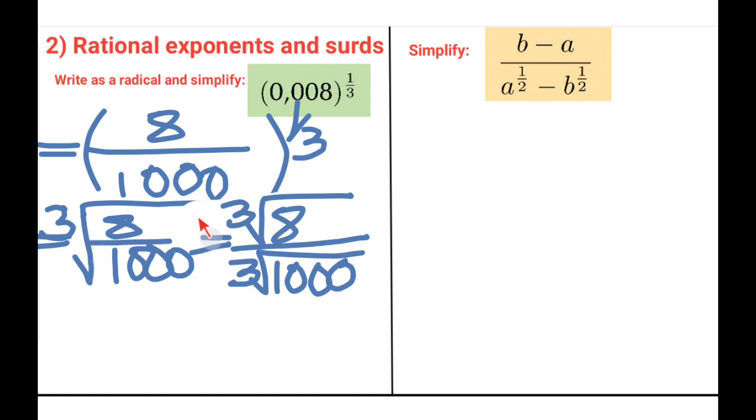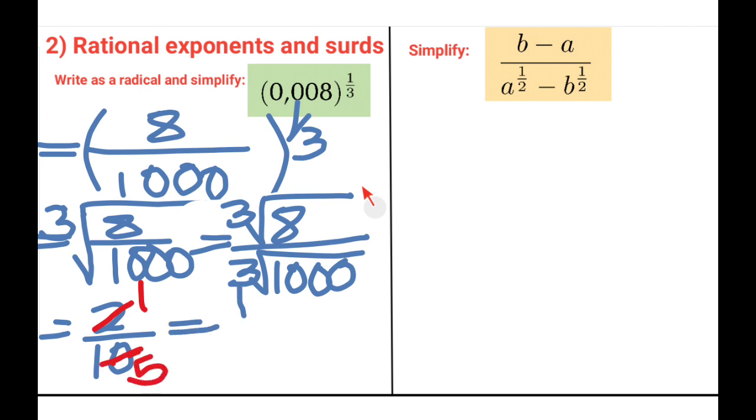That's exactly the similar rule we've used here for our surds. So we had a situation like this, we broke it up like that. Now that is equal to, the cube root of 8 is simply 2 over the cube root of 1000, that is 10. Now simplify this. 2 goes into 2 once and into 10 5 times, and your answer becomes 1/5.